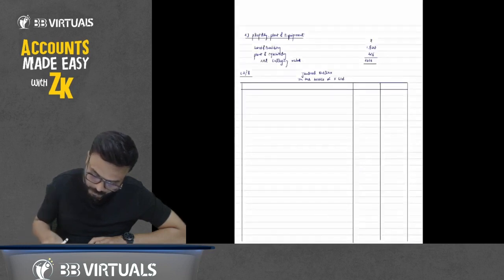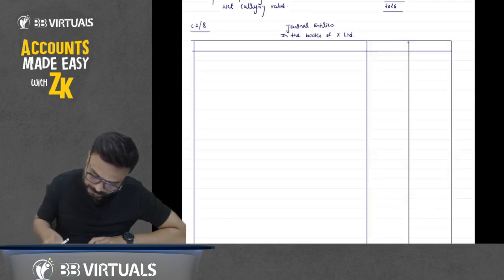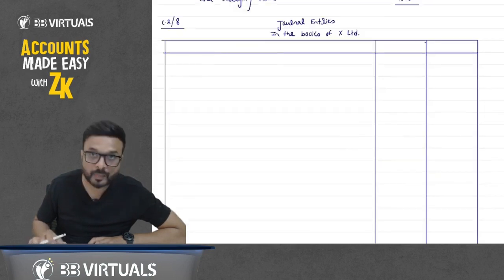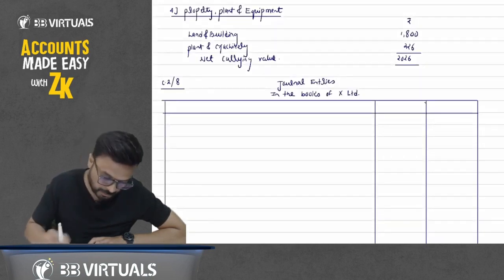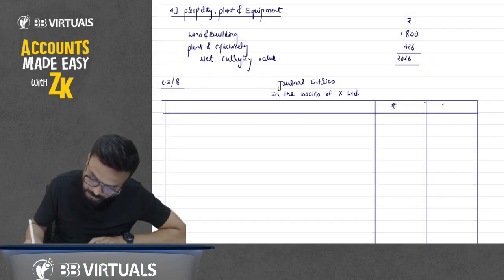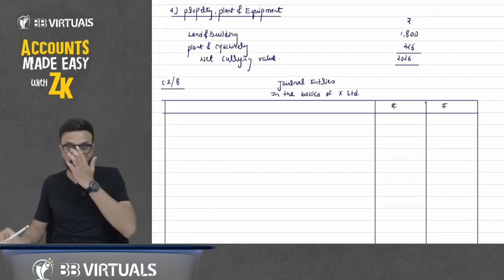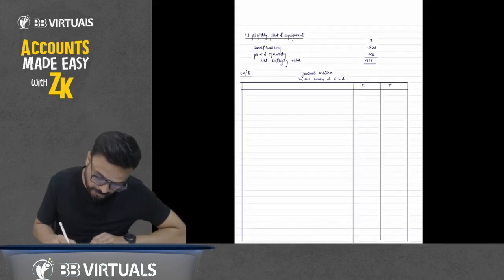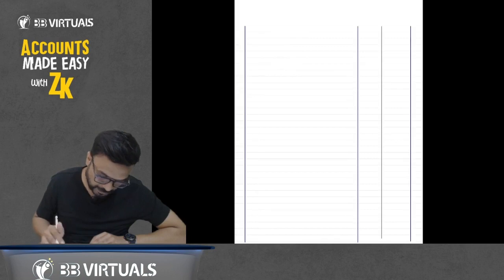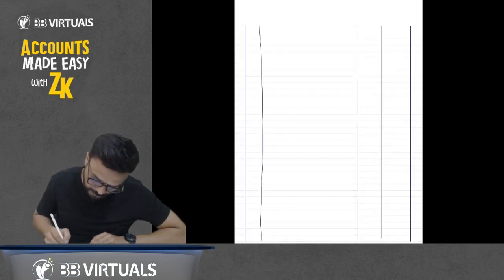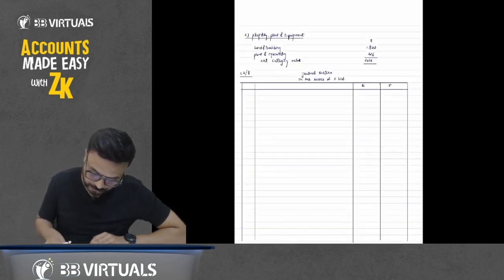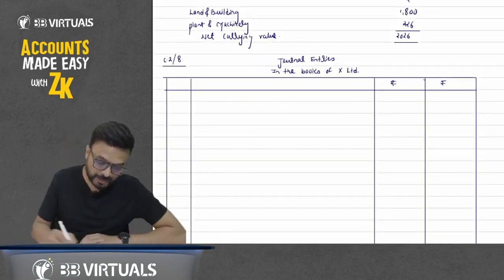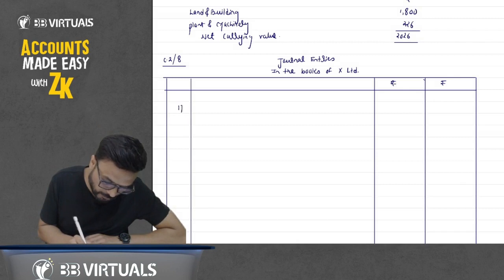Okay, the date is not given, so we can give serial numbers 1, 2, 3, 4 like that. Okay, so one by one. So first we'll pass journal entry for issue of debenture.